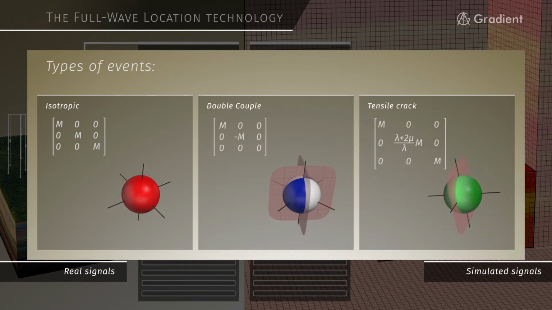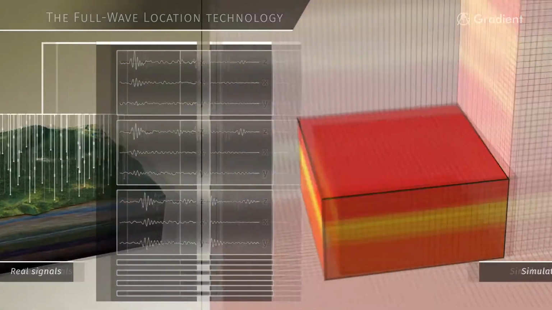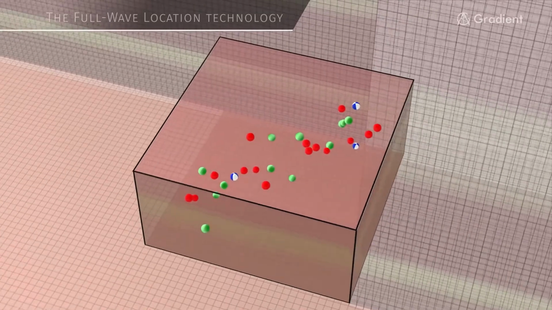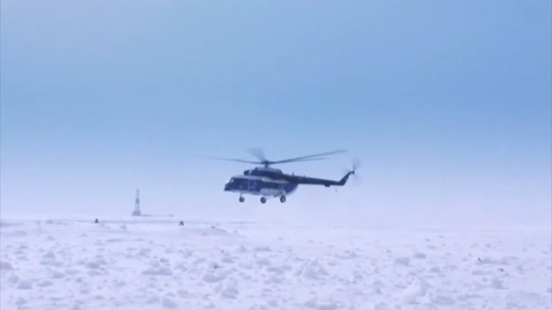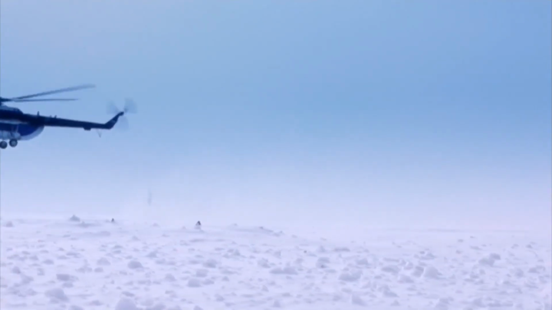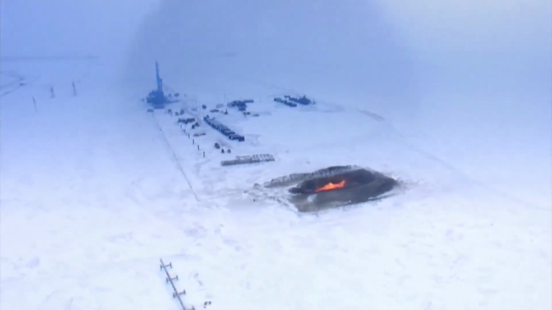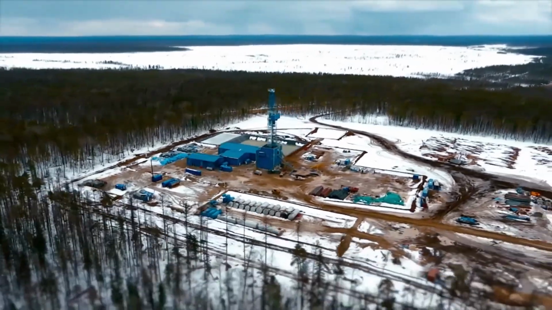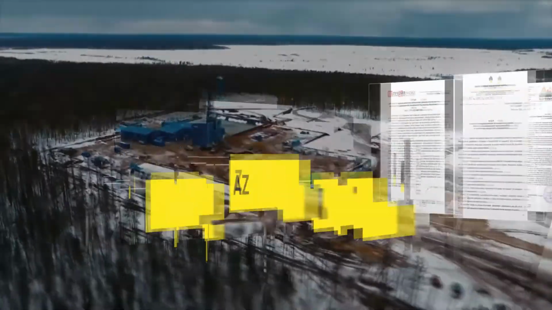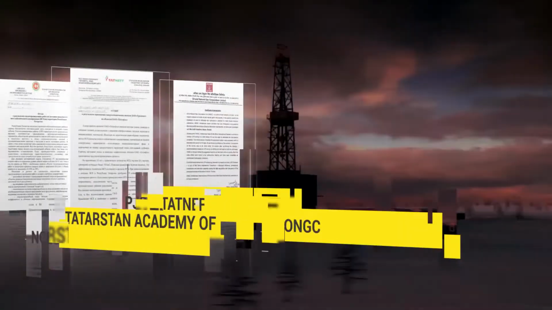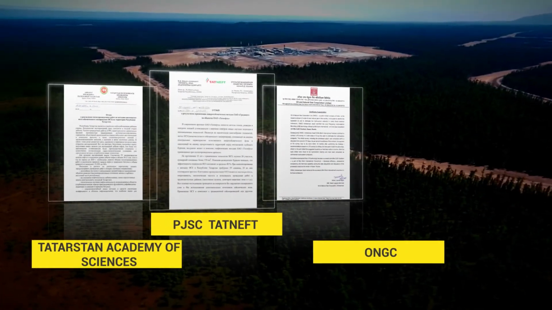The effectiveness of the use of the full wave location technology developed by Gradient CJSC has been proven over the course of performing various monitoring tasks at the sites of leading oil and gas companies, all of which are supported by positive feedback from customers. Gradient sees the scientific validity and transparency of the developed and implemented technologies as one of their key priorities.